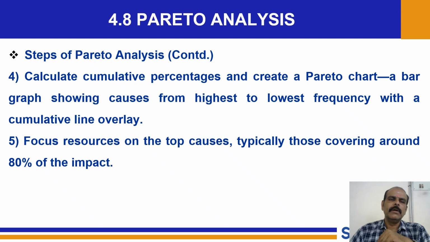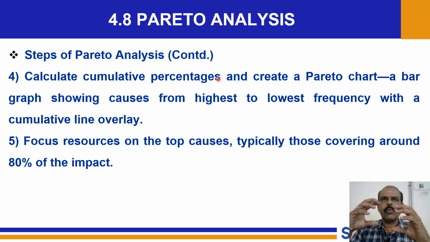Then the fourth step: calculate cumulative percentages and create a Pareto chart. This is important, so create the cumulative percentage. It is obvious that the rating we give should follow one particular pattern: the cumulative should not cross 100. The cumulative should be 100. That's how we are going to give the rating, and we create the Pareto chart.